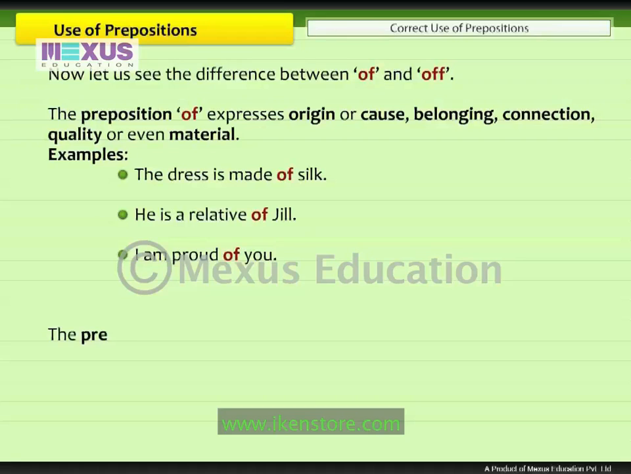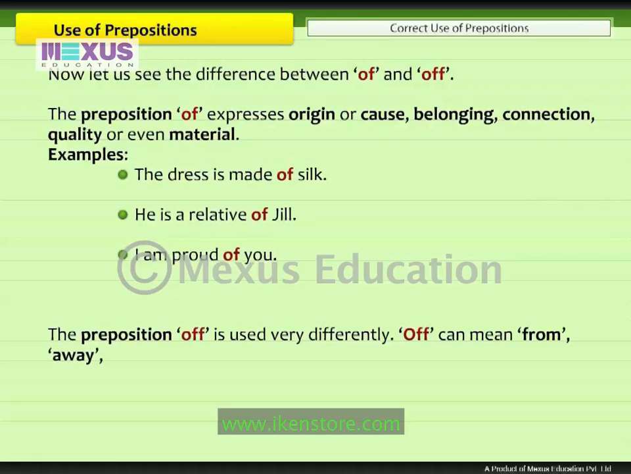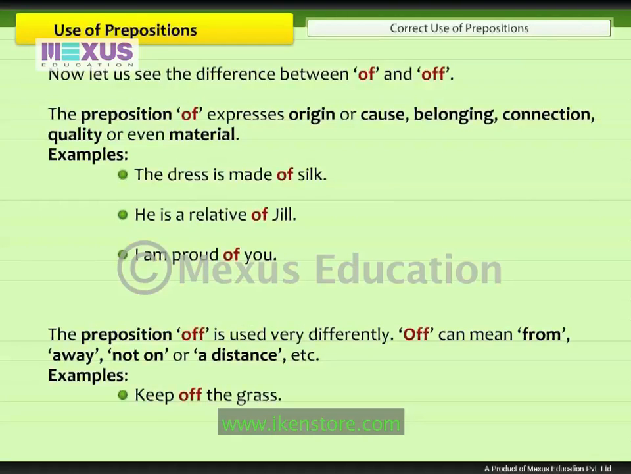The preposition off is used very differently. Off can mean from, away, not on, or a distance, etc. For example, keep off the grass means keep away from the grass, and the boy fell off the chair means the boy was not on the chair.